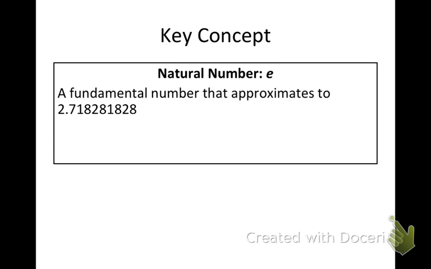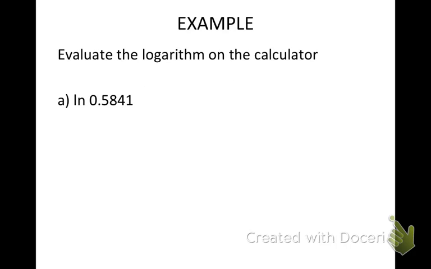Natural logs have a base of e. What is e? e is a fundamental number that approximates to 2.718281828. Do you need to have that memorized? No, because your calculator could easily tell you what that number is. And we're just going to be using our calculator to evaluate things anyways. So, on your calculator, can you evaluate the natural log of 0.5841?